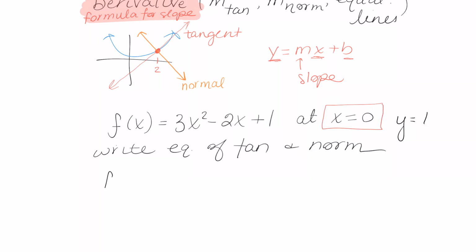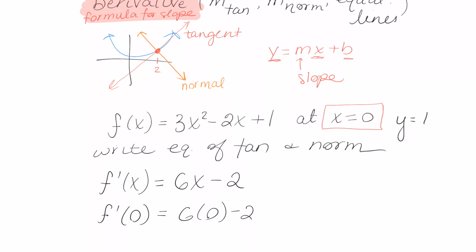Okay, so let's find our derivative. Remember, it's f prime of x. And to find the derivative, we're going to use power rule. So multiply your exponent by your coefficient. So it's going to be 6x minus 2. Okay, so here's our derivative. If I plug my 0 into this derivative, it's going to give me the slope at that point. So if I say f prime of 0, because I asked you what's happening at x equals 0, 6 times 0 minus 2 equals negative 2. So the m tan is negative 2.